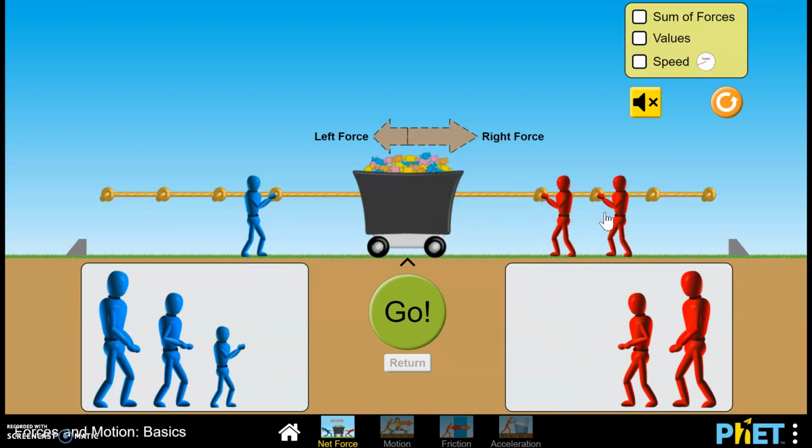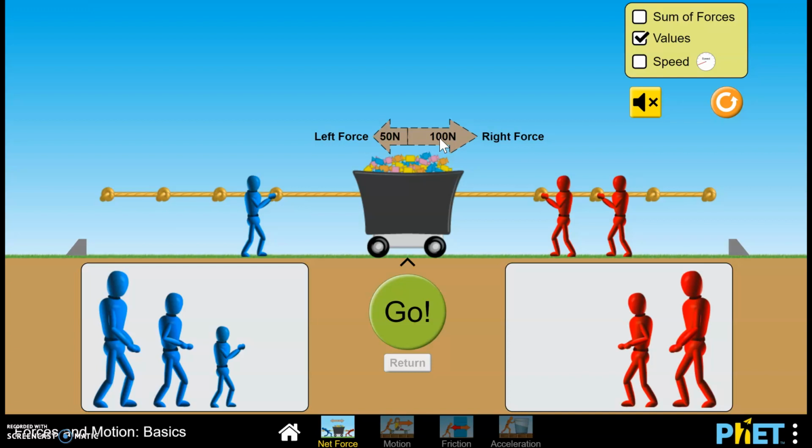You can see here that the blue team only has one guy, giving him a smaller force arrow, and the red team has two guys, giving them a larger force arrow. If we click here on the values, we can see that the little blue guy puts a force of 50 newtons on, and each of these little red guys puts a force of 50 newtons on, for a total of 100 newtons.